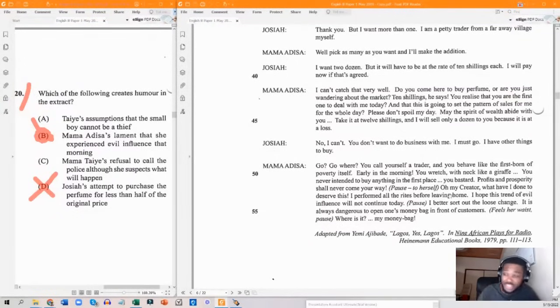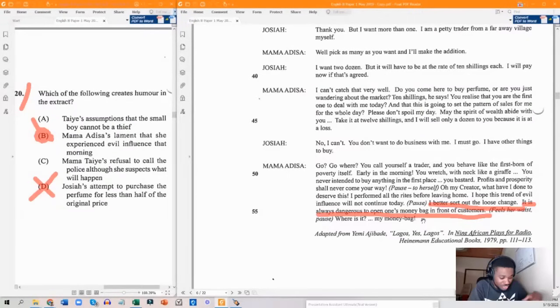And then what makes it even funnier is this. I better sort out the loose change. She's about to sort out the loose change that she still hasn't realized was stolen from her just now. And then look at the biggest joke in all of this. It is always dangerous to open one's money bag in front of customers. Really, woman? You've already lost your money bag. What is dangerous is paying so much attention to somebody haggling with you that you're not focusing on your money bag. That is the real danger.